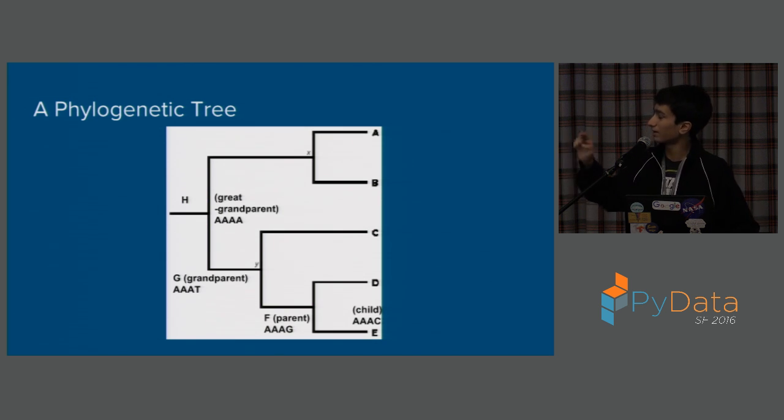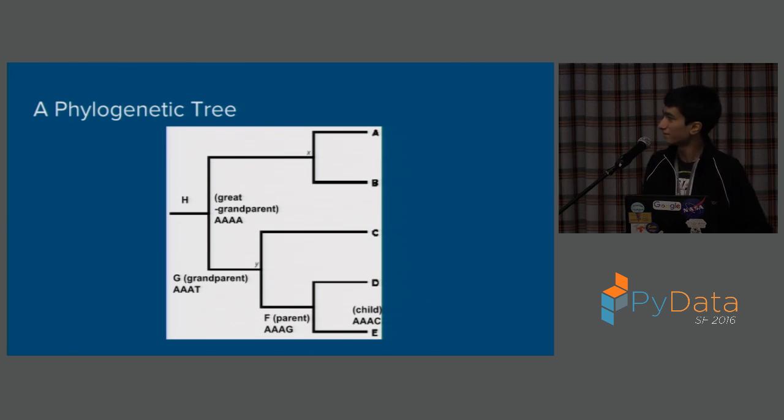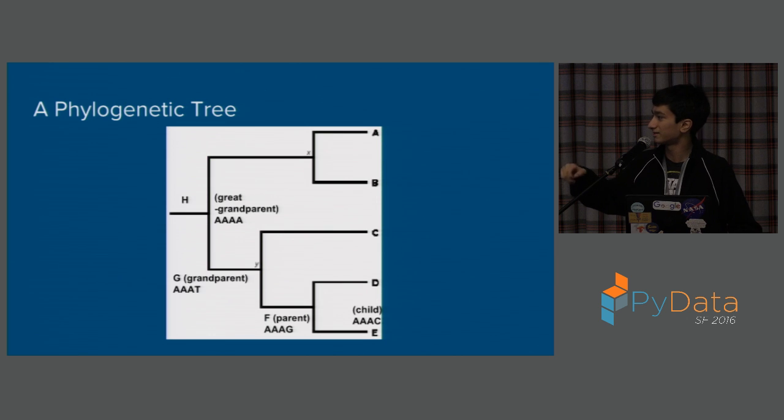So what I wanted my machine learning algorithm to understand was how G has changed from H, how F has changed from G, and how E has changed from F. So if you notice, H has a genetic sequence of AAA, G has a genetic sequence of AAAT, F has a genetic sequence of AAAG, and E has a genetic sequence of AAAC. So I wanted my machine learning algorithm to learn how they have changed over the years, and then predict based on that information what the child of E would look like.